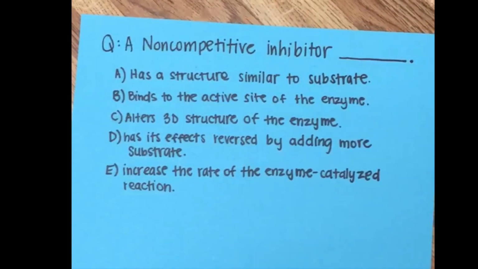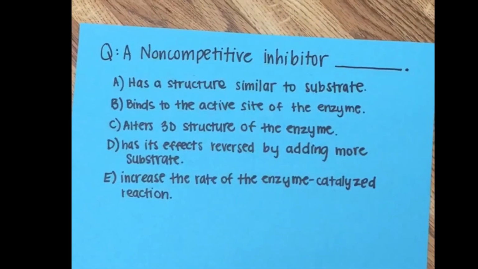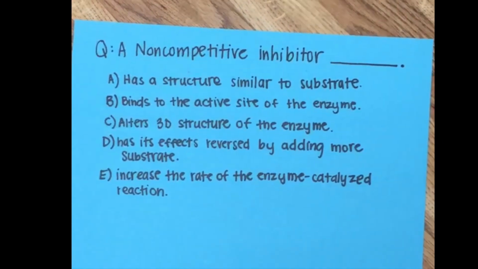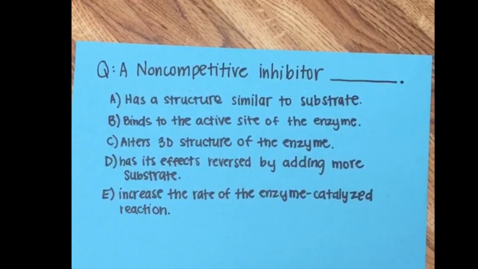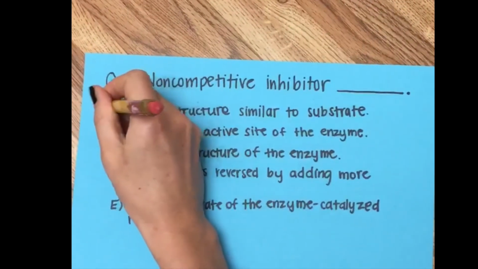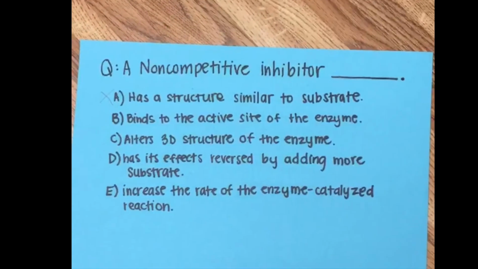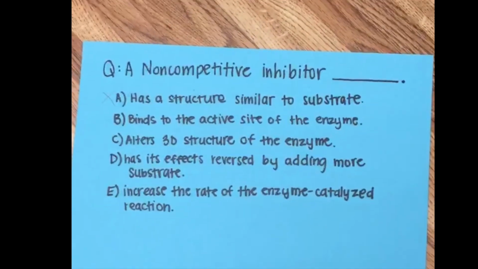So the question is, a non-competitive inhibitor blank. A. Has a structure similar to the substrate. Well, we know this is the case of the competitive inhibitor and not of the non-competitive one, so this is false. B. Binds to the active site of the enzyme.